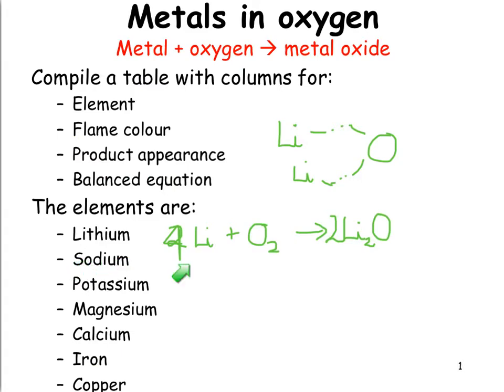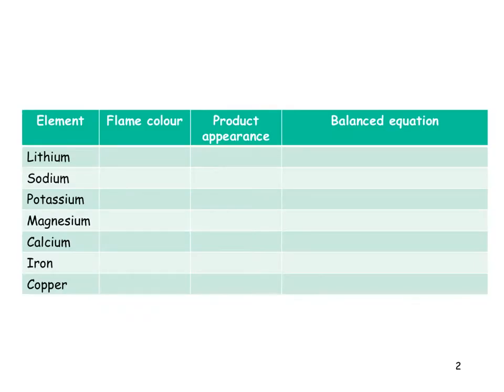Sodium plus oxygen gives me sodium oxide. Potassium plus oxygen, potassium oxide. Magnesium plus oxygen, magnesium oxide. Calcium plus oxygen, calcium oxide. Iron plus oxygen is going to give me iron oxide, and I think we're going to work towards iron 3 oxide. And copper plus oxygen gives me copper 2 oxide.